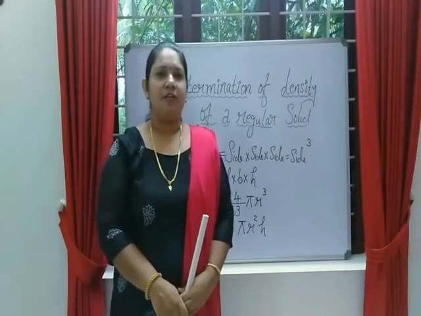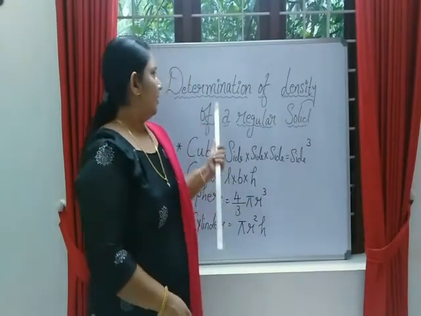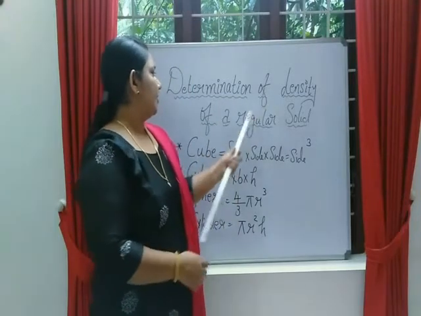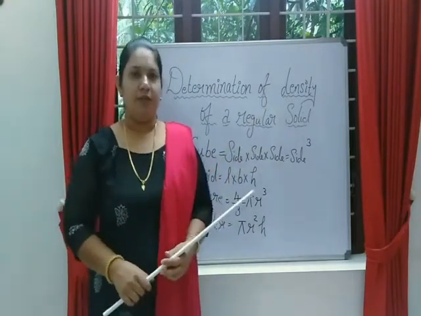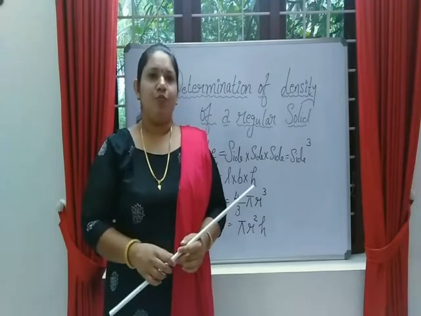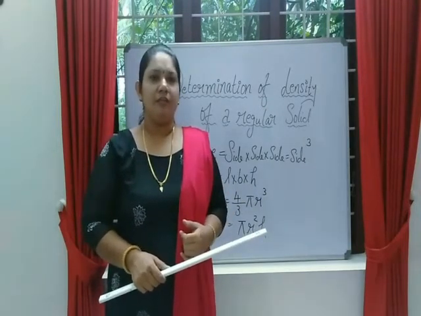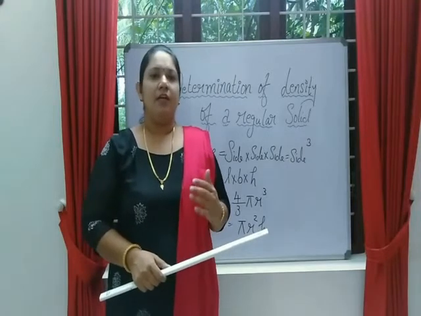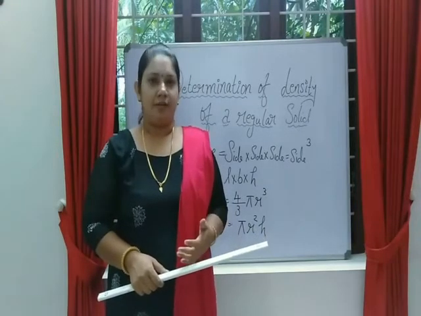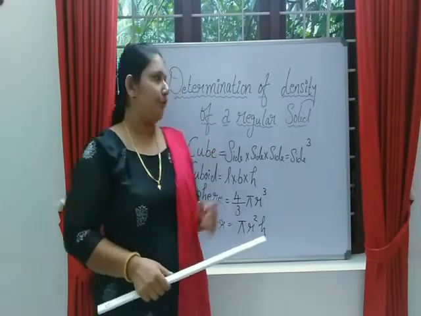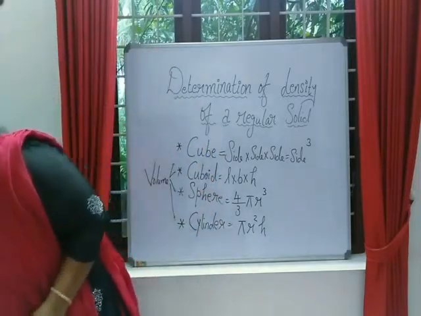Hi everyone, today we are going to deal with determination of density of a regular solid. So first of all we should know what we mean by regular solid. A regular solid means it has a fixed length, breadth, height. For example, first I will show you a cube.